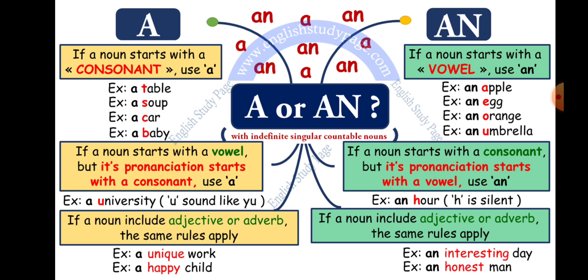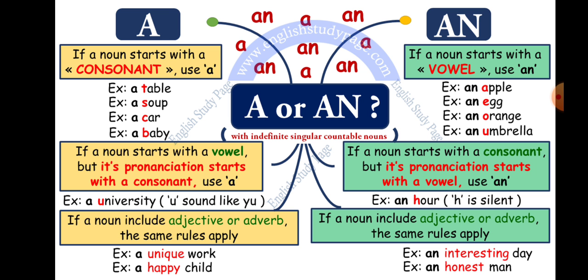For example, you can see a table, consonant sound, a table, a soup, a car, a baby. Whereas vowel sounds are a, e, i, o, u, as you already know. Like an apple, an egg, an orange, an umbrella. Now this was the first function.